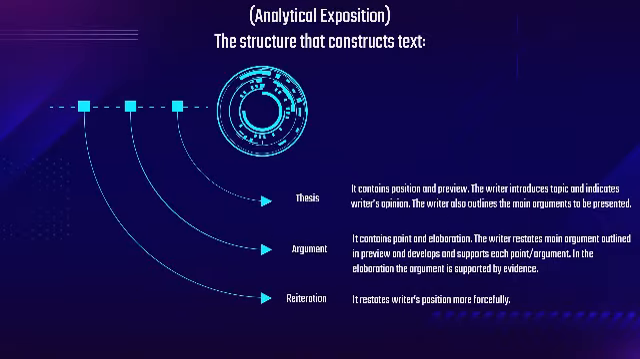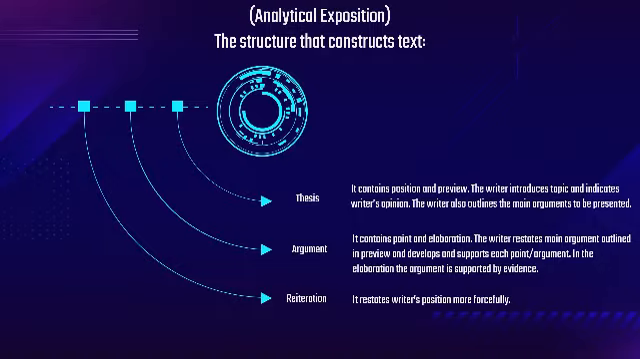In analytical exposition, the structure that constructs text are 1. Thesis. It contains position and preview. The writer introduces topic and indicates writer's opinion. The writer also outlines the main argument to be presented.